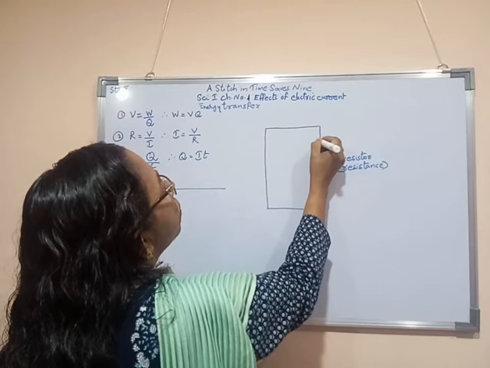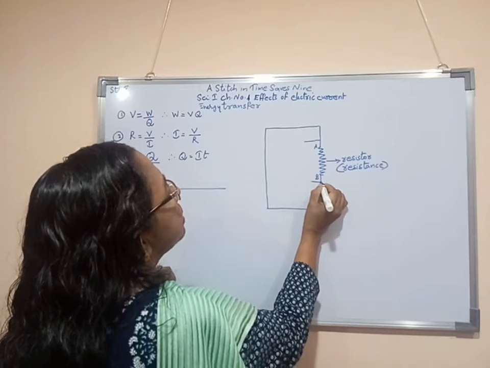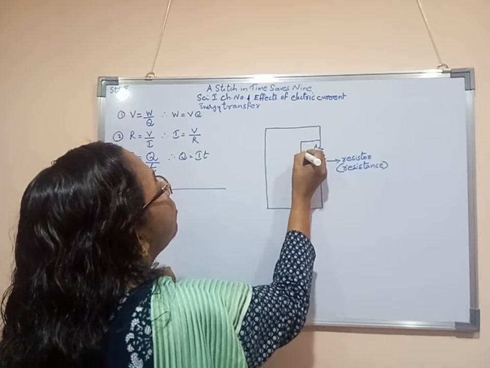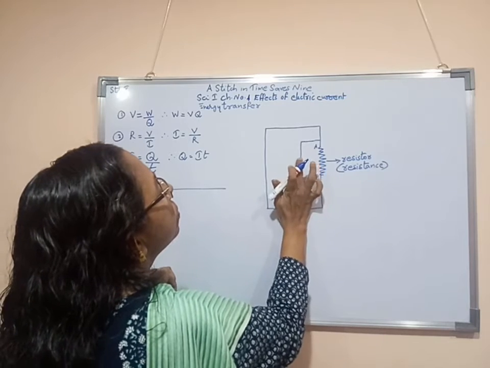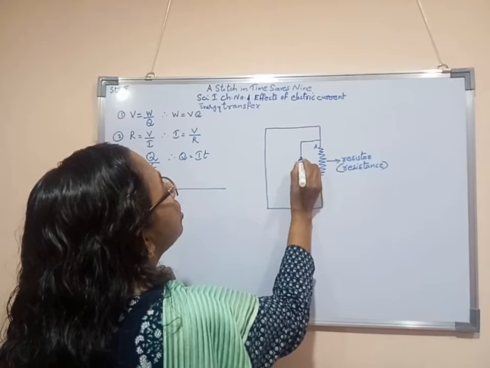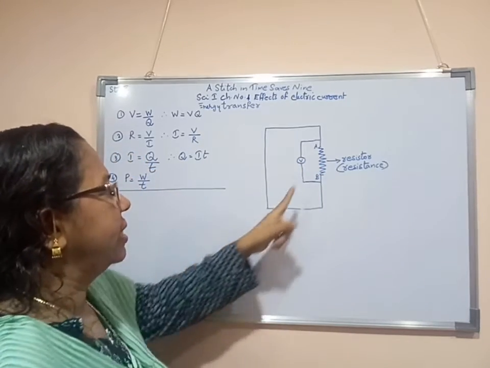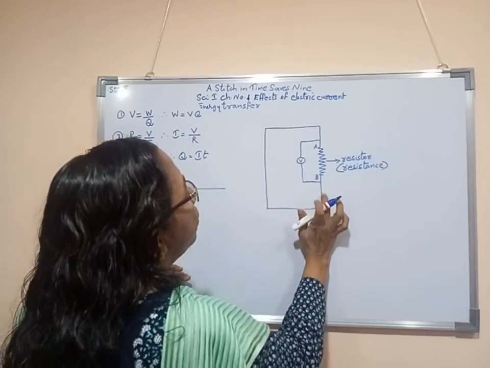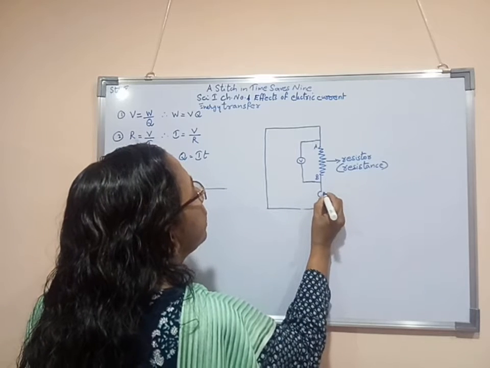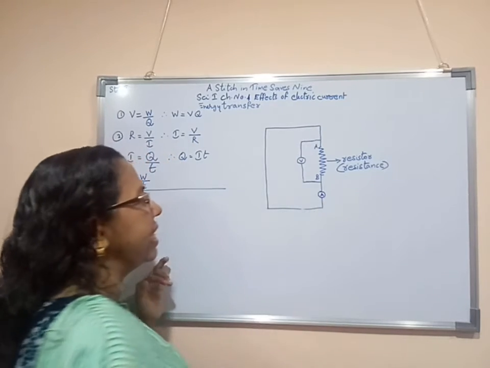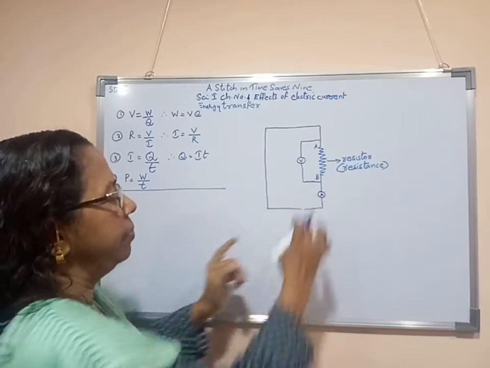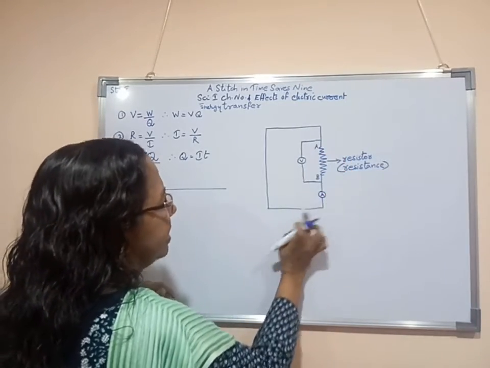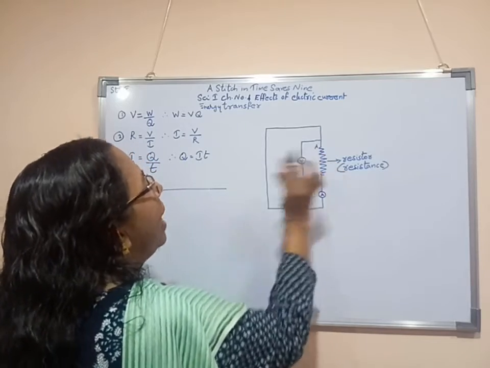Now from this resistance, I am connecting one voltmeter. When we connect the voltmeter, we have to remember that the voltmeter is always connected to the resistor in parallel. This and this, a parallel connection. Now here I am connecting one ammeter. This ammeter I am connecting serially after the resistor. That means one after the other connection. So this is the serial connection, that means a series connection. The voltmeter is a parallel connection.